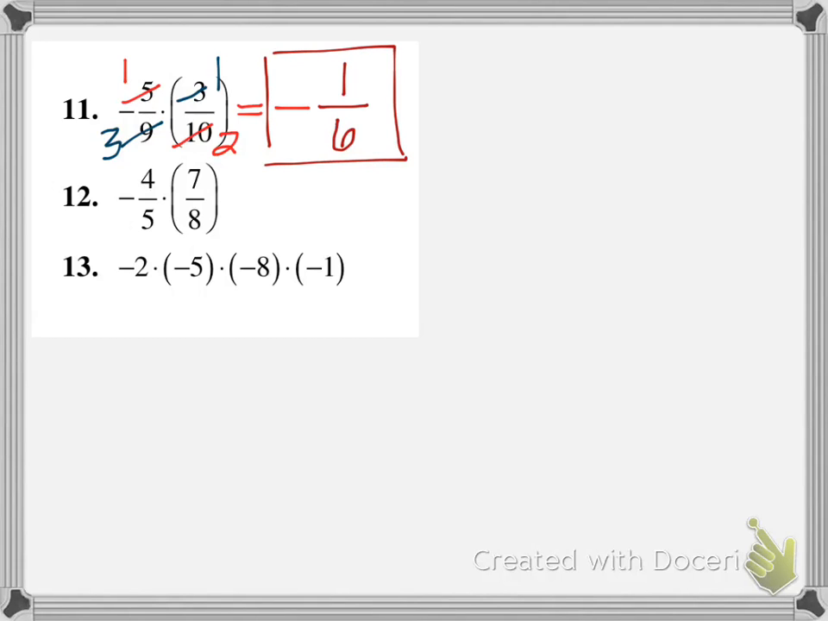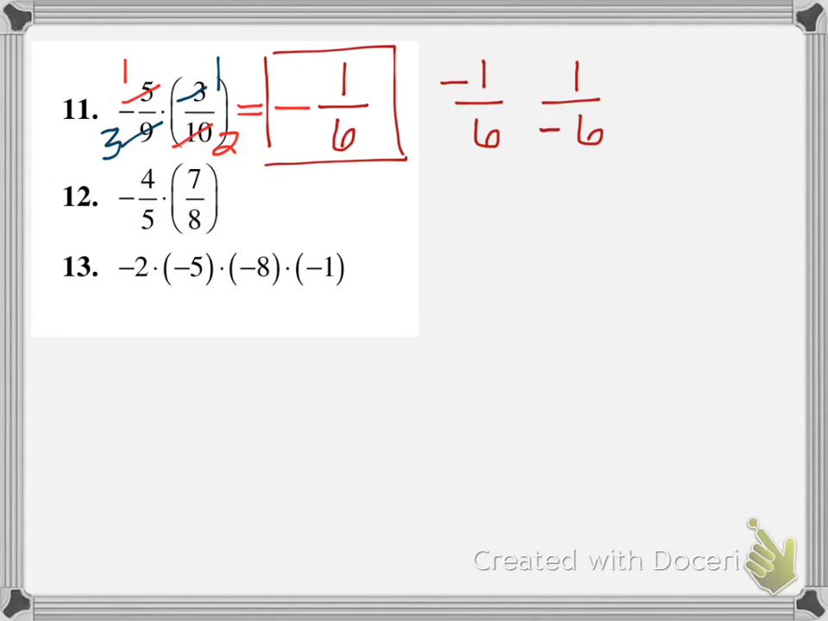You can put the negative floating in the middle like that, or this is the same thing as negative 1 over 6. It's also the same thing as 1 over negative 6. All three of those mean the same thing.